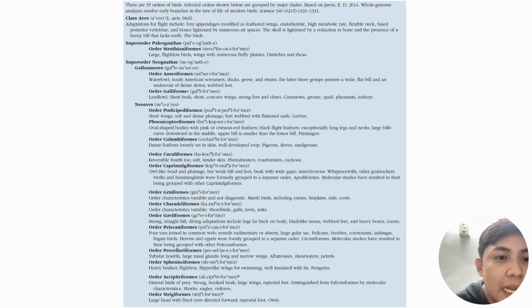Then you have the order Galliformes. You have the landfowl, with short beaks, short concave wings, and strong feet and claws. You have curassows, grouse, quail, pheasants, and even turkey. Now for Neoaves, we have different orders. This would include grebes, flamingos, pigeons, doves, cuckoos, roadrunners, rails, coots, auks, terns, gulls, petrels, shearwaters, albatrosses, penguins, owls, and raptors.